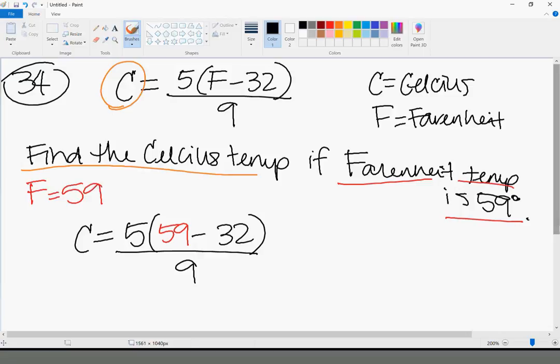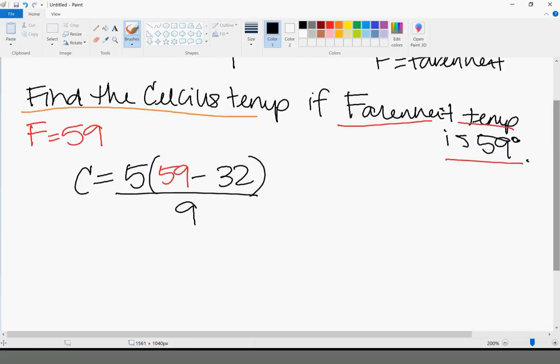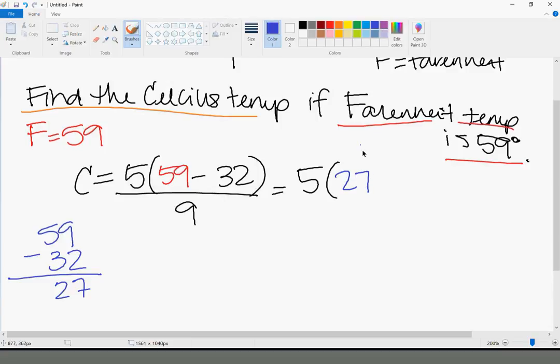And then from there, we're going to just simplify this expression in this equation. So we have 59 minus 32. Let's see. 59 minus 32. 9 minus 2 is 7. 5 minus 3 is 2. So we're going to have 5 times 27, all divided by 9.